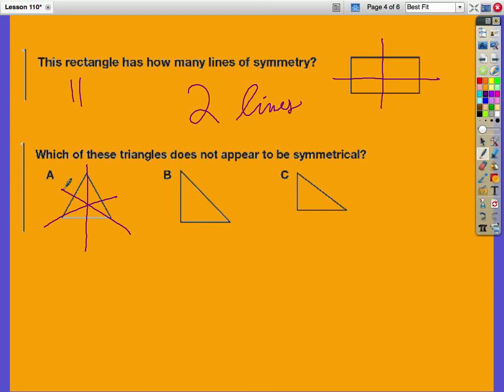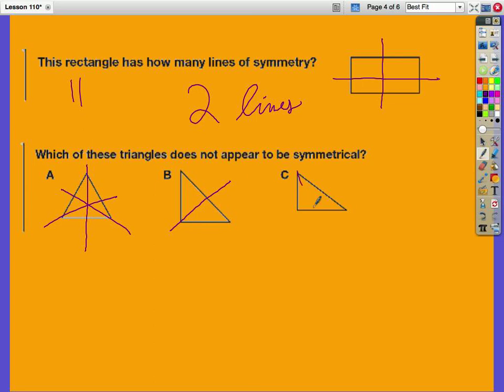If we look at B, well, if I go from this point down, that's not going to split it up nicely. If I go here to here, that's not going to split it up nicely. If I go from this point and cut through, fold that half, that looks like it's going to line up. So I'm saying A and B are good, and that C is the one that doesn't work.